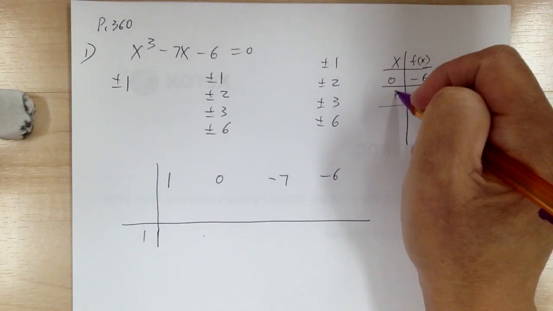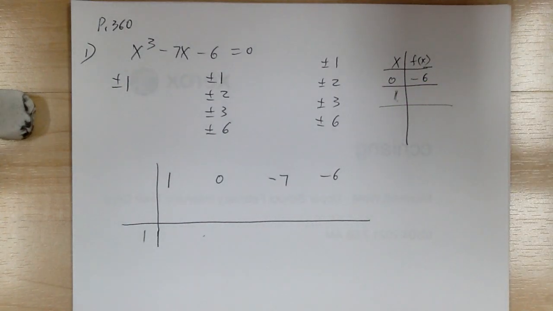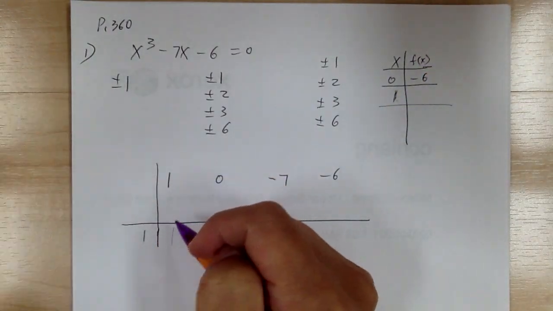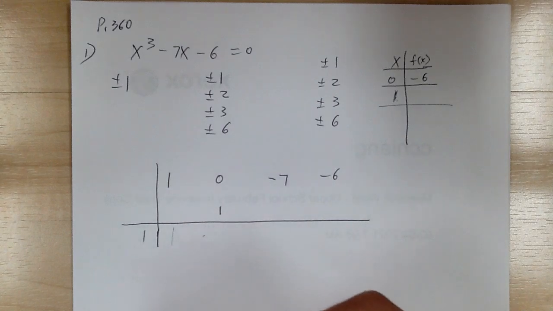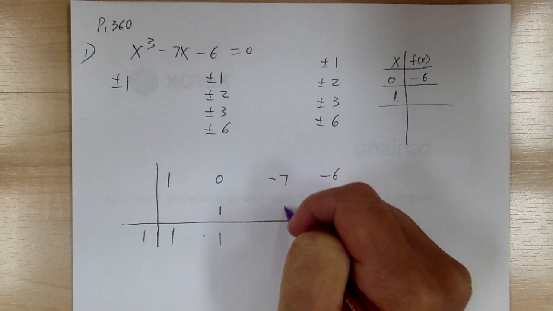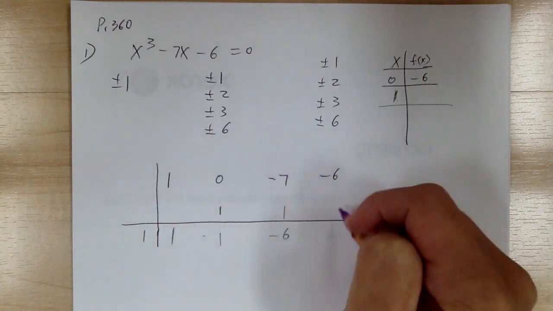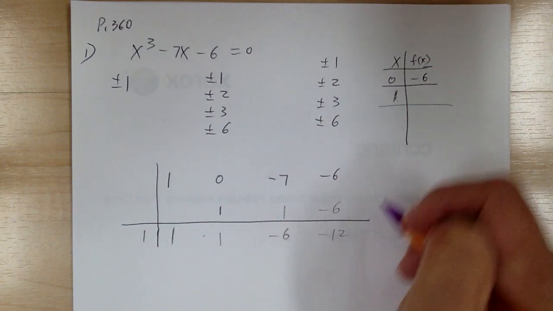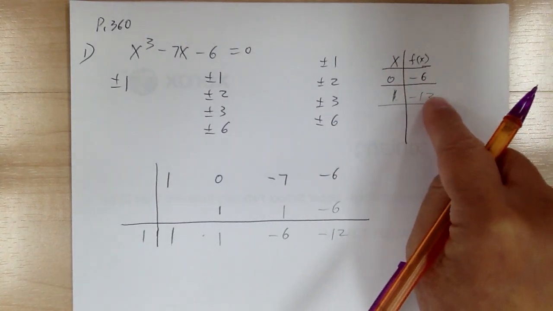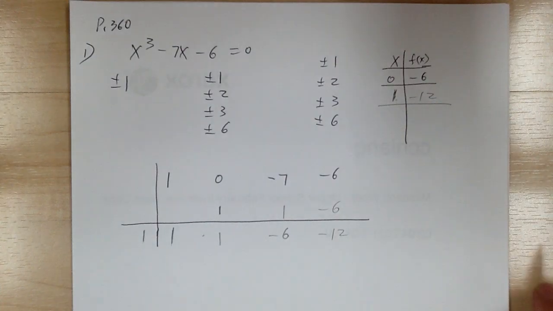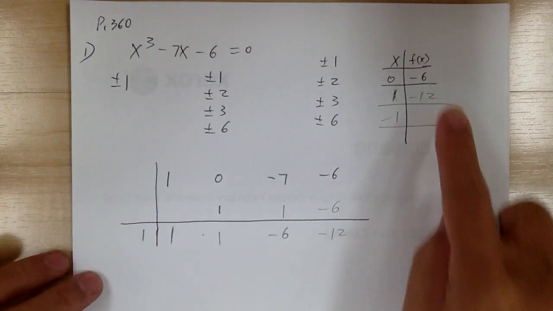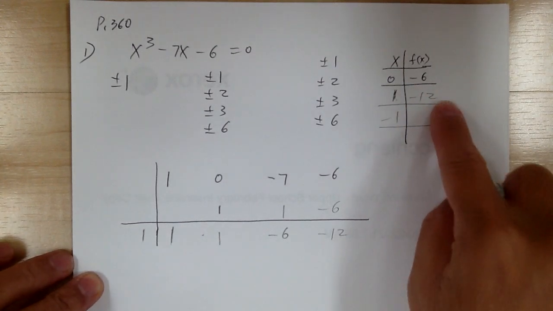I'm going to keep track of my numbers. Drop the number, multiply, add, multiply, add, multiply, add. When you try 1, you get negative 12. You want to get to 0, so you know you're going the wrong way. That means I'm going to try negative 1 instead. Again, you're going the wrong direction because you want to get to 0.